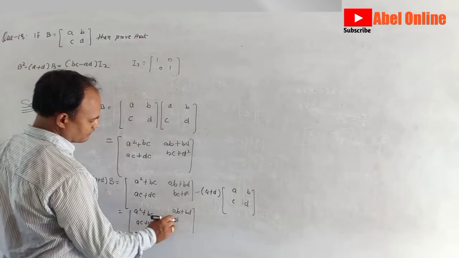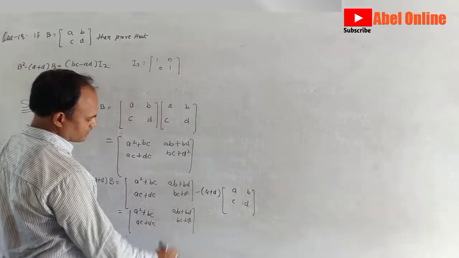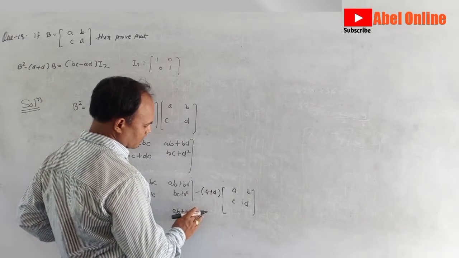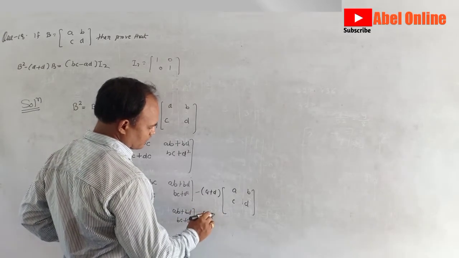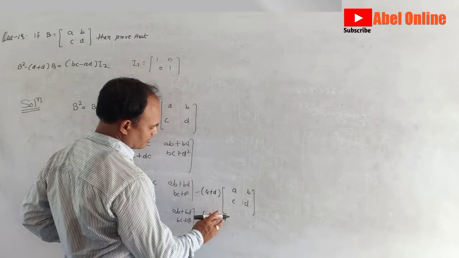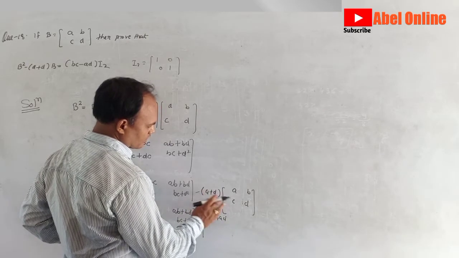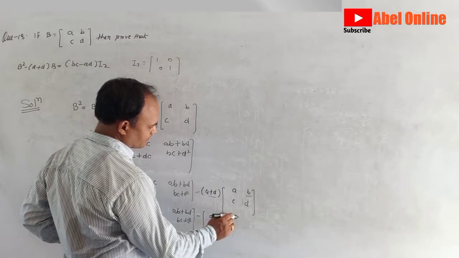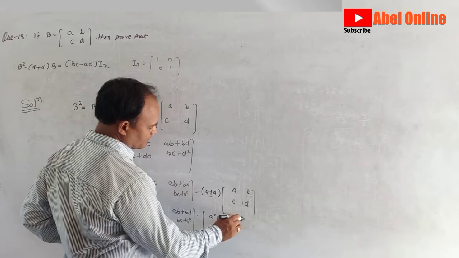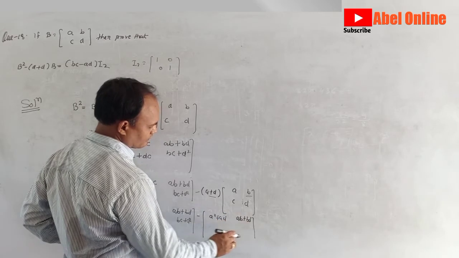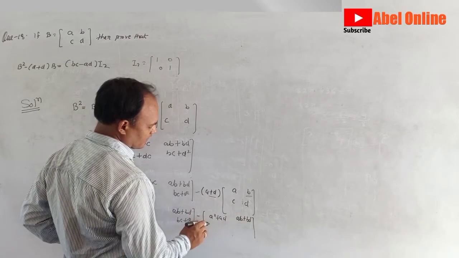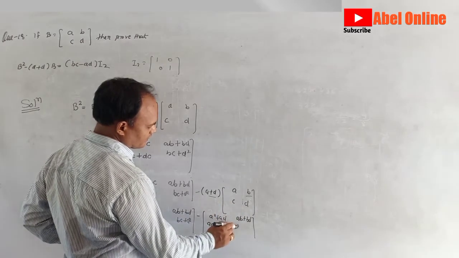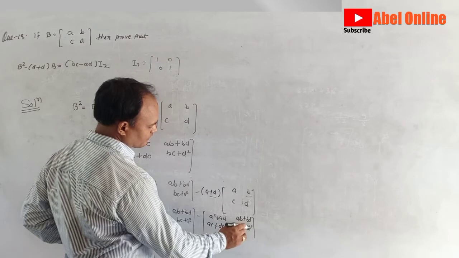It is the same. We are on the same process here, and it is plus, it is minus, and it is a square plus AD. A plus d multiplied by b, it is AB plus BD. What about this? This is AC plus DC. What about this? This is AD plus d square.